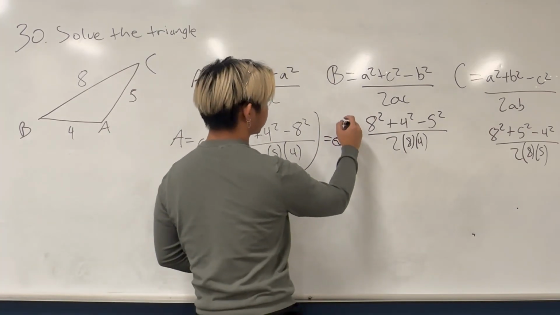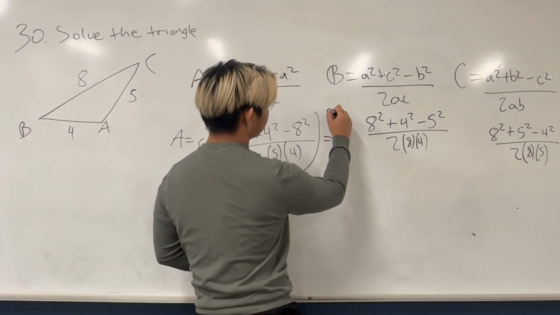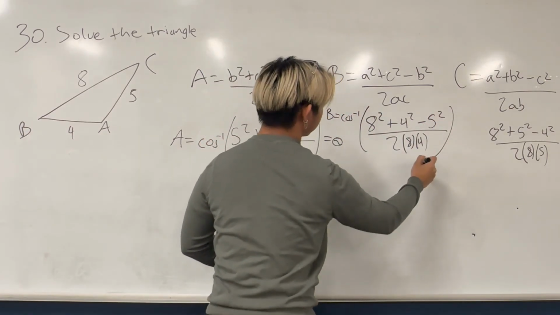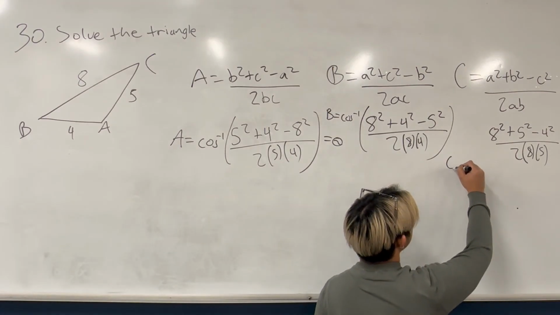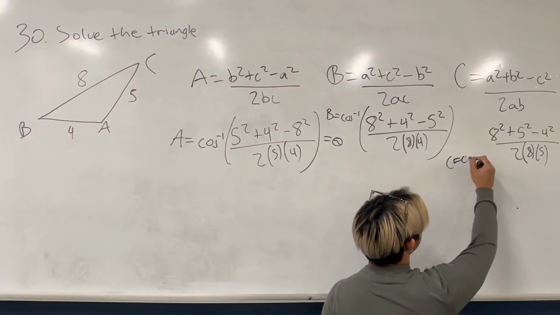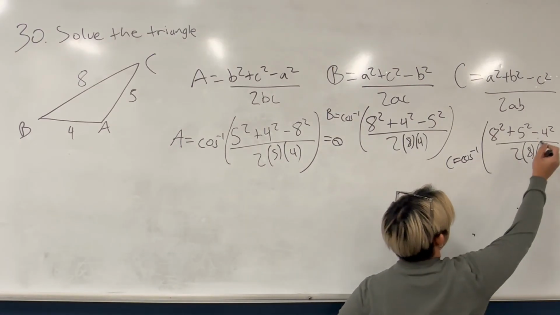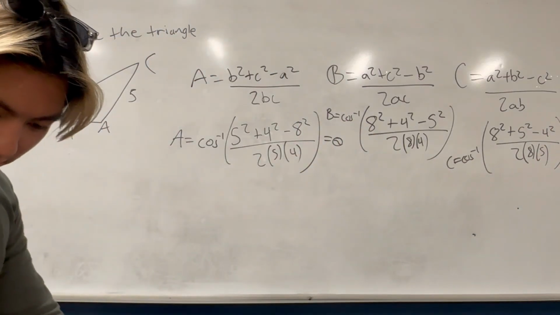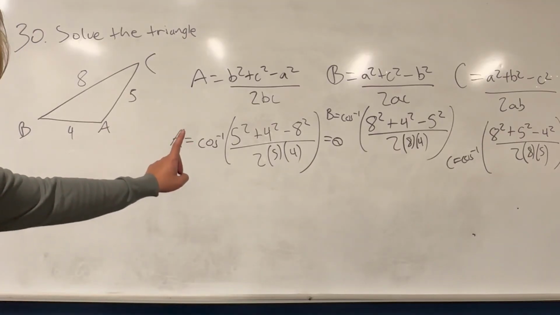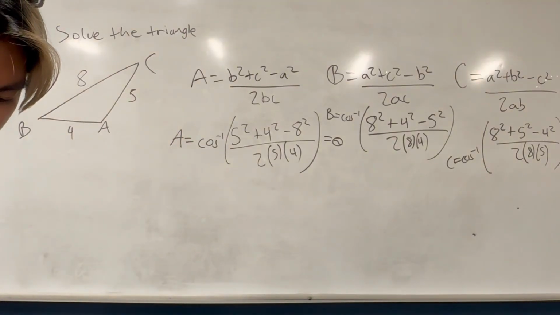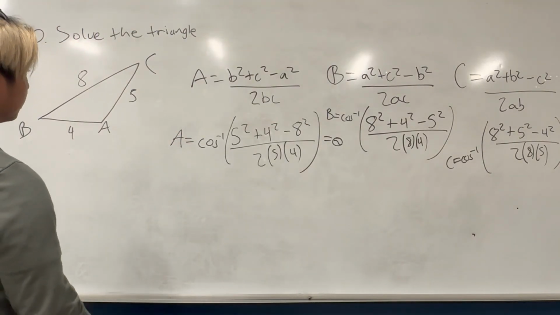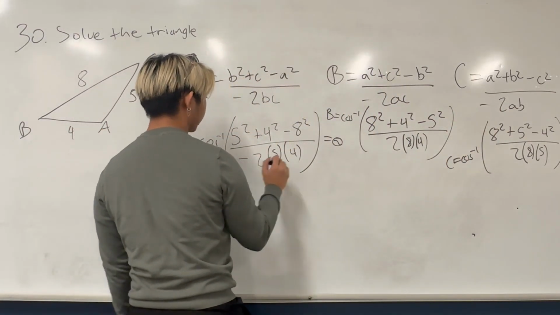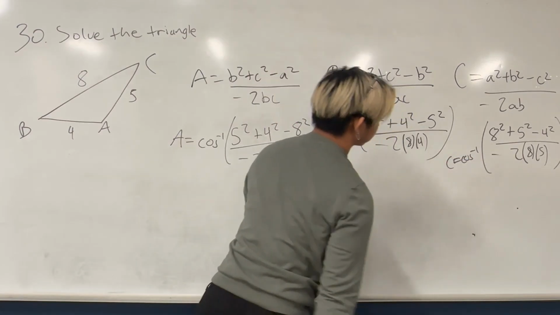So same thing here, I would just do B is equal to cosine inverse of this whole thing. And likewise here, C is just equal to cosine inverse of this whole thing, equal to theta. Yeah, that's right. Oh, there's a negative. Oh, my bad. Negative, negative, negative, negative, negative, negative.